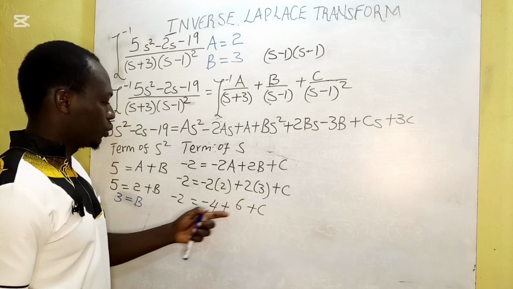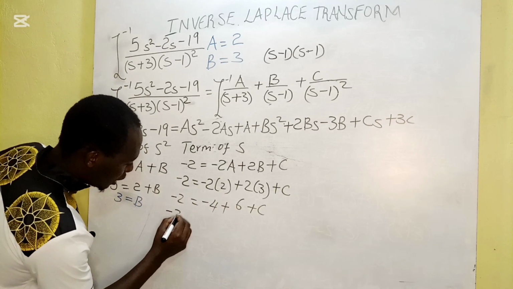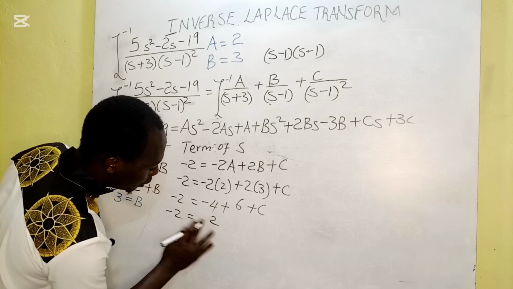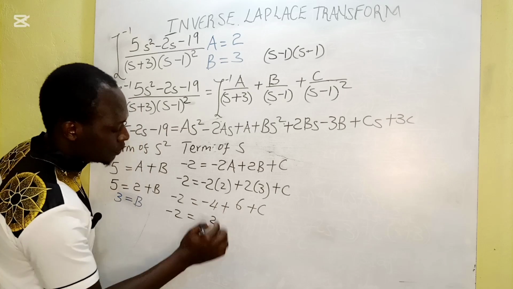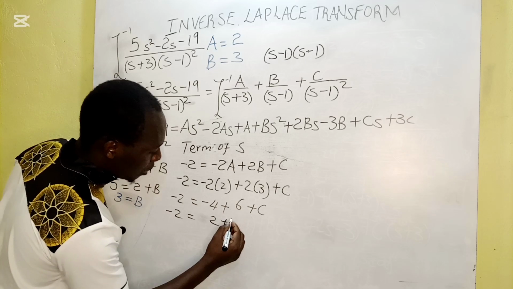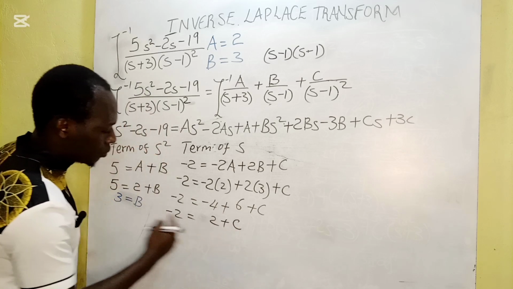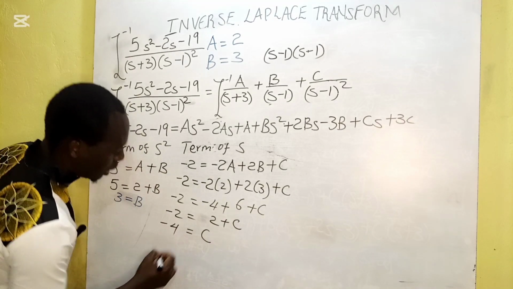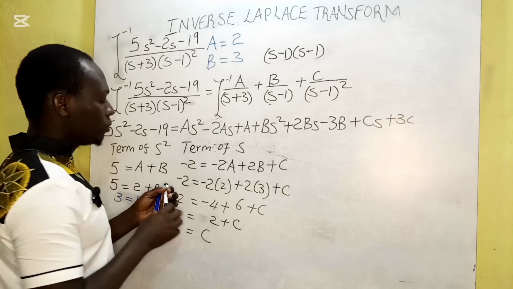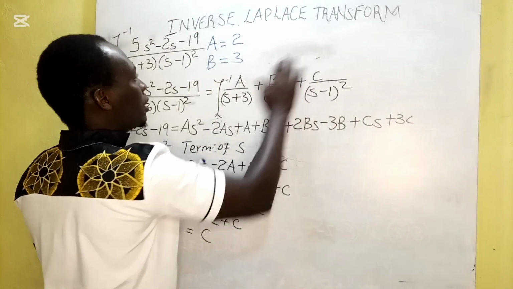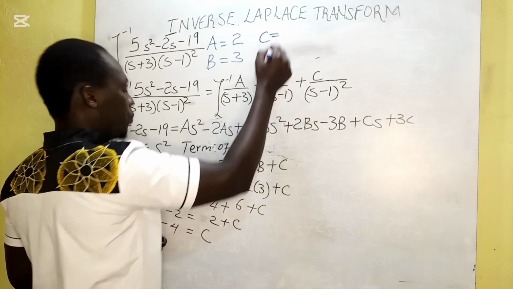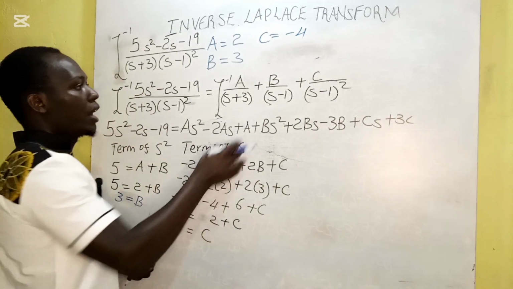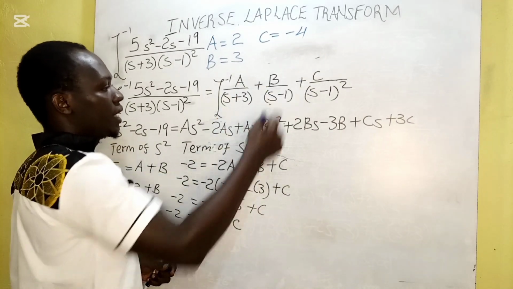Here we are going to have a positive 2. Negative 2 is equals to, here we are going to have a positive 2, sorry, because we have negative 4. We add a positive of that. C is now going to be equals to a negative of 4. Finally, we have the value of C, which is equals to negative 4. Now we have all the values of A, B, and C.